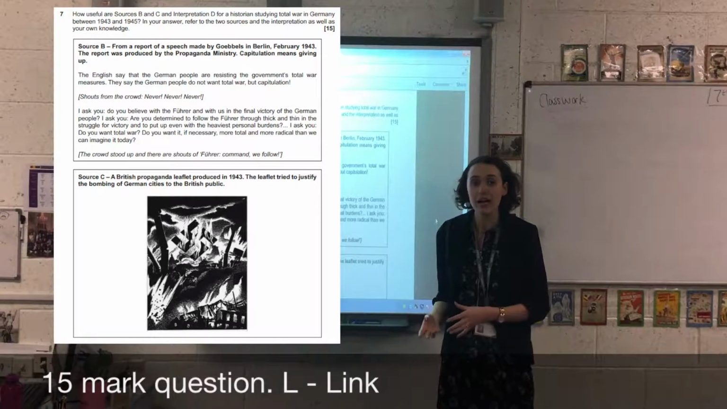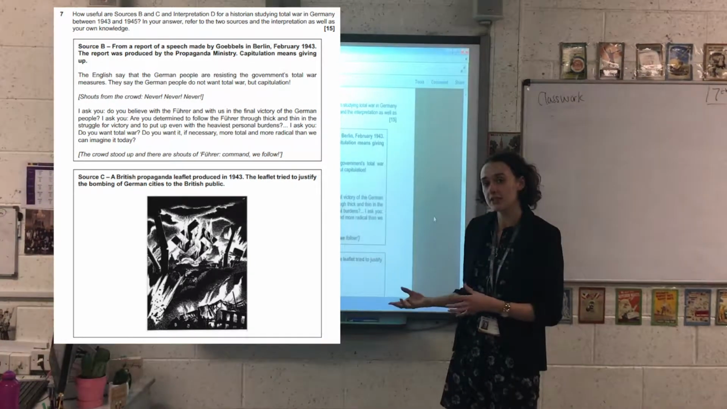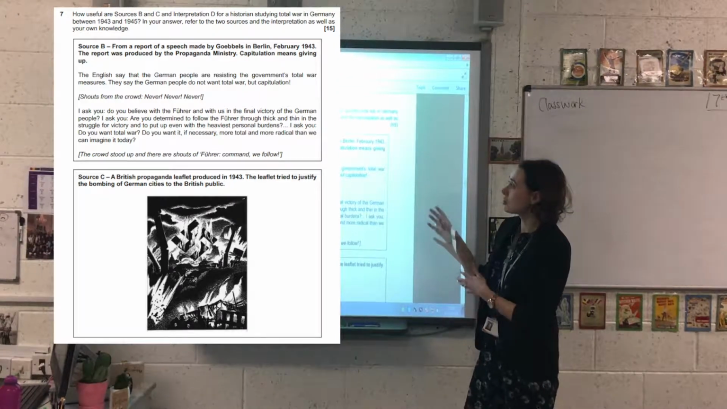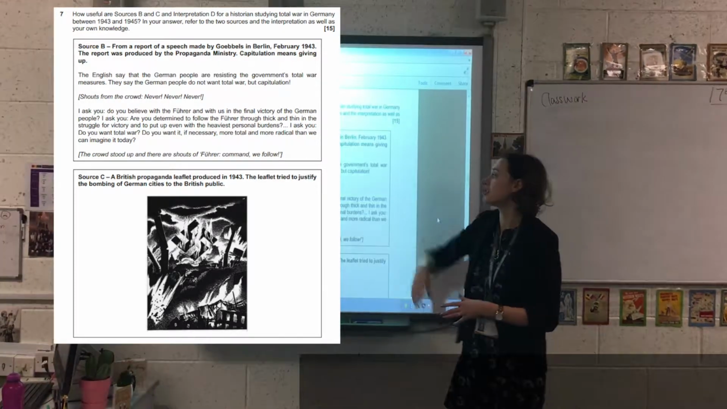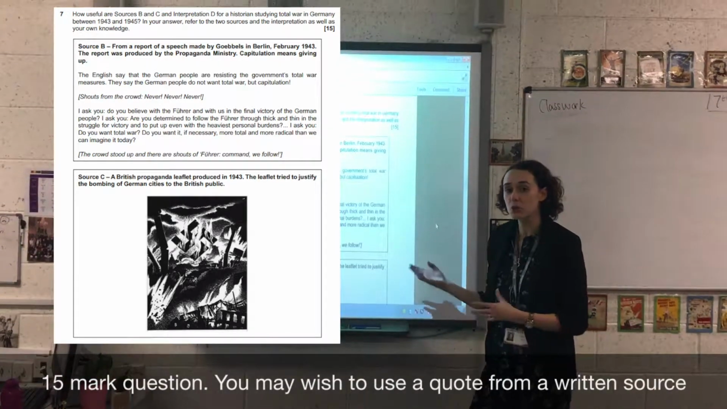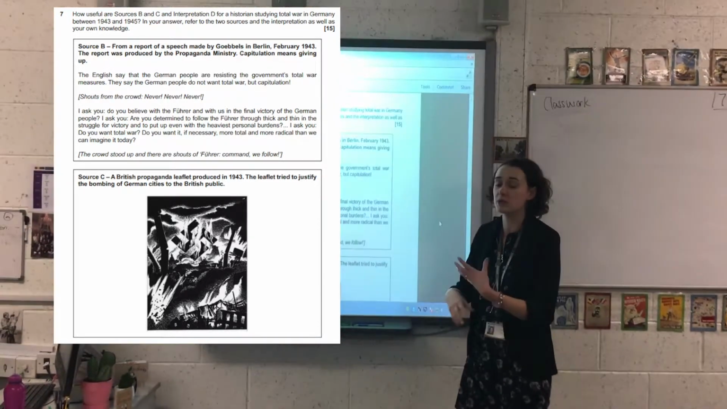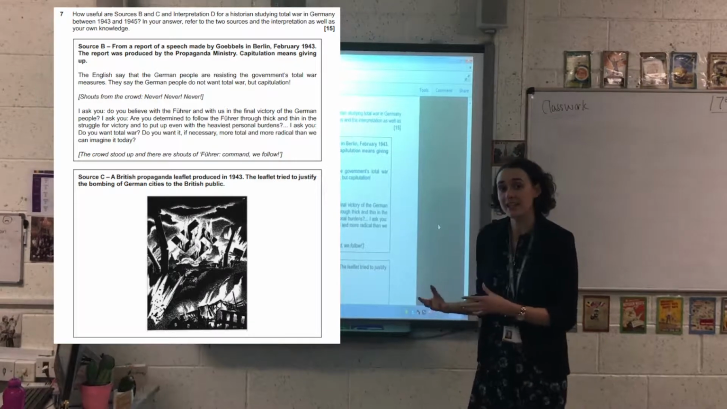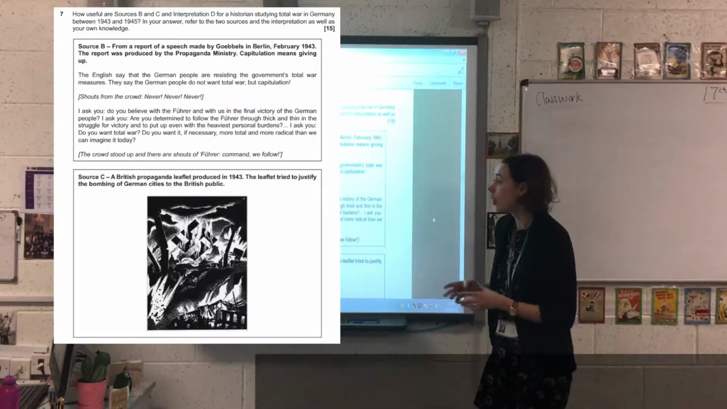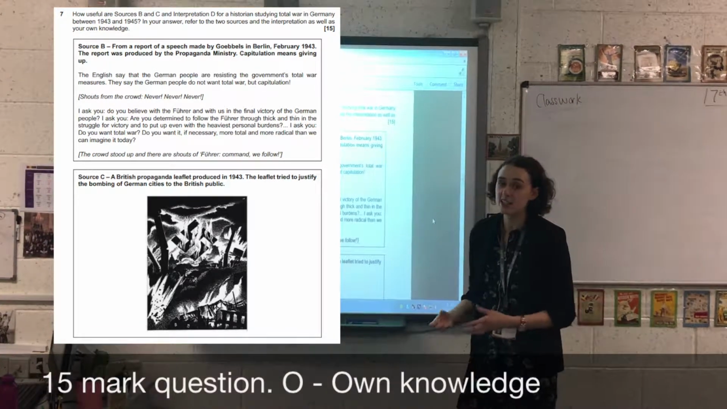Your link for your L is how useful is this for the question? So what does this source tell us about total war in Germany? And you might want to use a quote from the source if it's a written source, or if it's a picture source, you might want to describe part of the picture to illustrate your point. Your O is your own knowledge. Now this needs to be relevant.